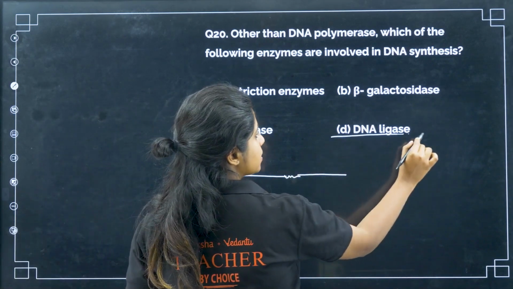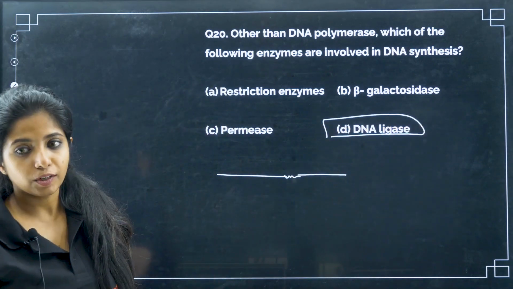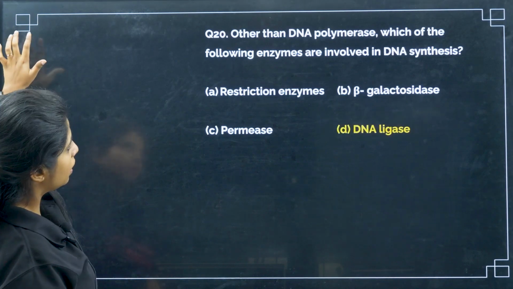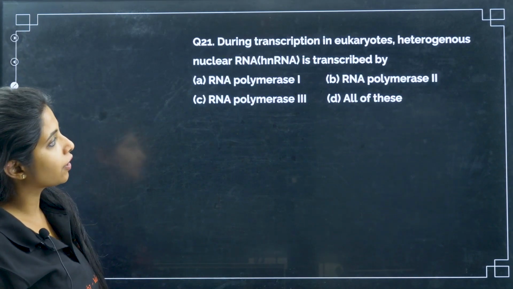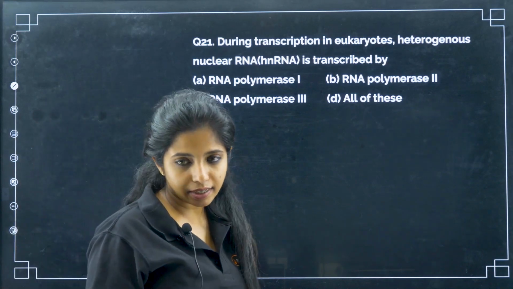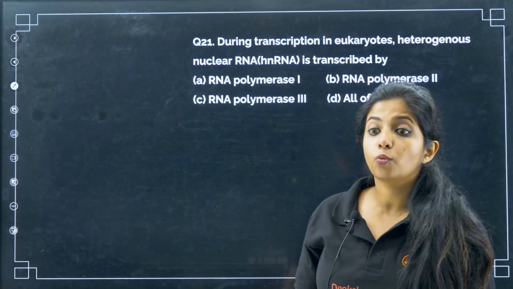So DNA ligase is something that will be having the same property, not exactly, but yeah. Okay, it helps in DNA synthesis. Next, during transcription in eukaryotes, heterogeneous nuclear RNA is transcribed by hnRNA. It is transcribed by what, my dear children?